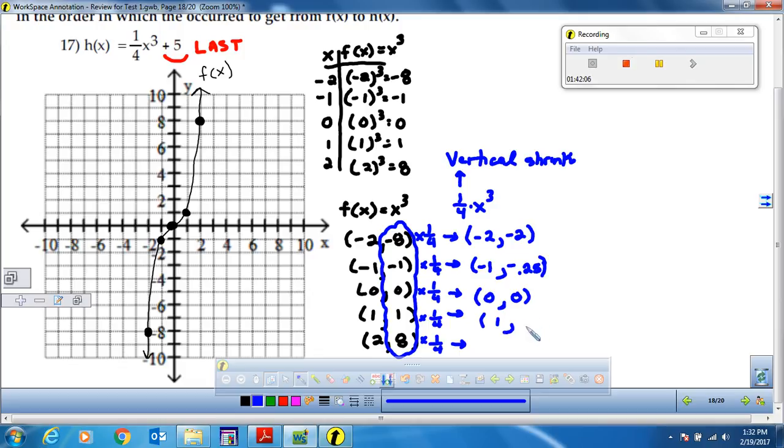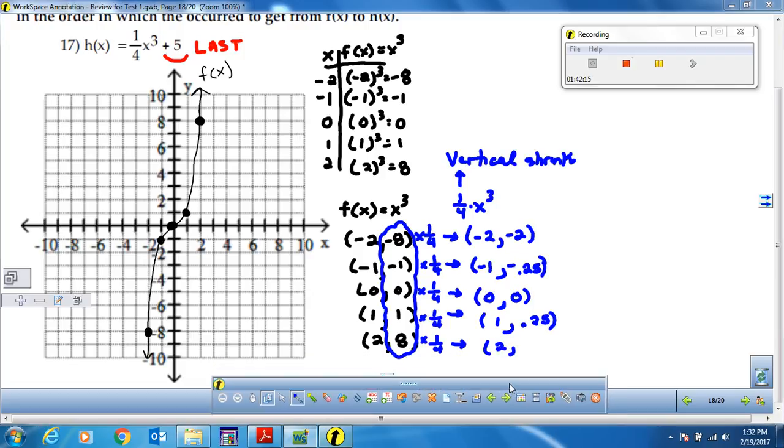1, comma, 1 times 1/4 is 1/4, which is 0.25 again. And the last one, 2, comma, 8 times 1/4 is 8 times 1 is 8, 8 over 4 is going to be 2. And these are the points that we get right here.